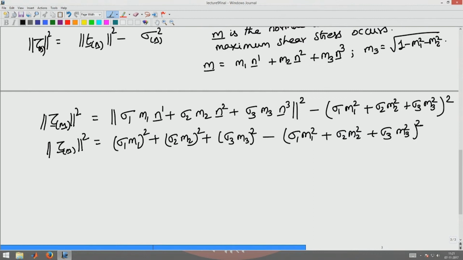Okay. Now what I want is to find m1 and m2 such that this has a maximum value.